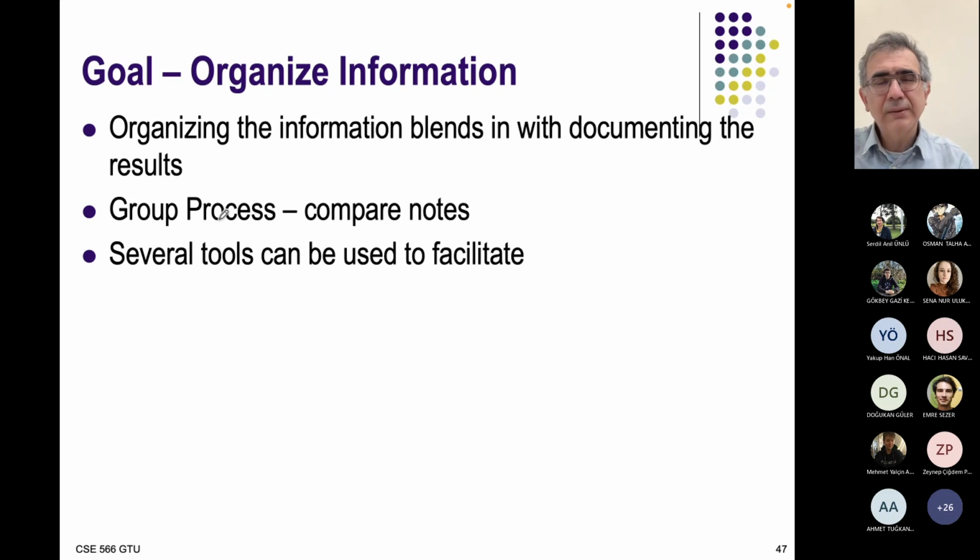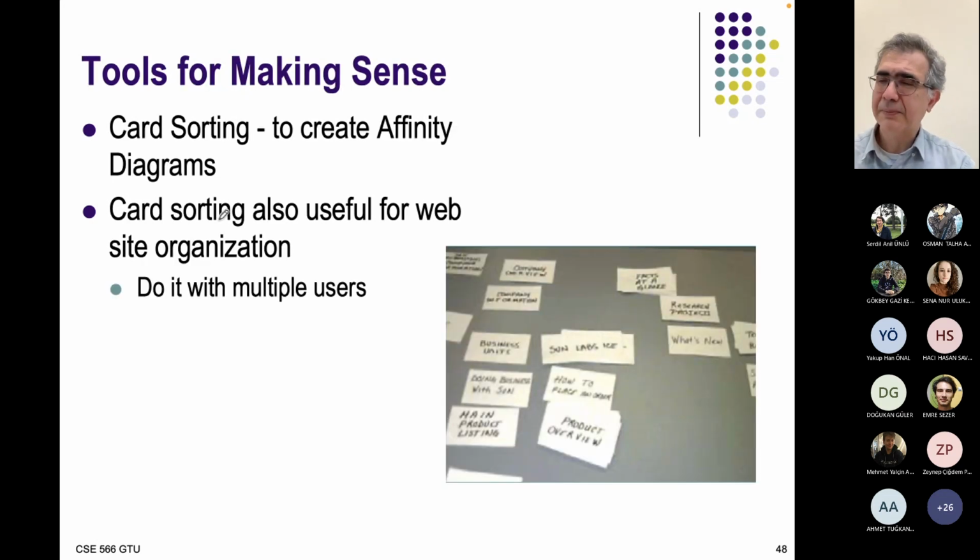Organizing the information that we collect, comparing the notes that we take, either with papers or with computer tools, such as this. So just writing down information that we observe and examining it on the table. This is what we call card sorting. And card sorting will create affinity diagrams later.